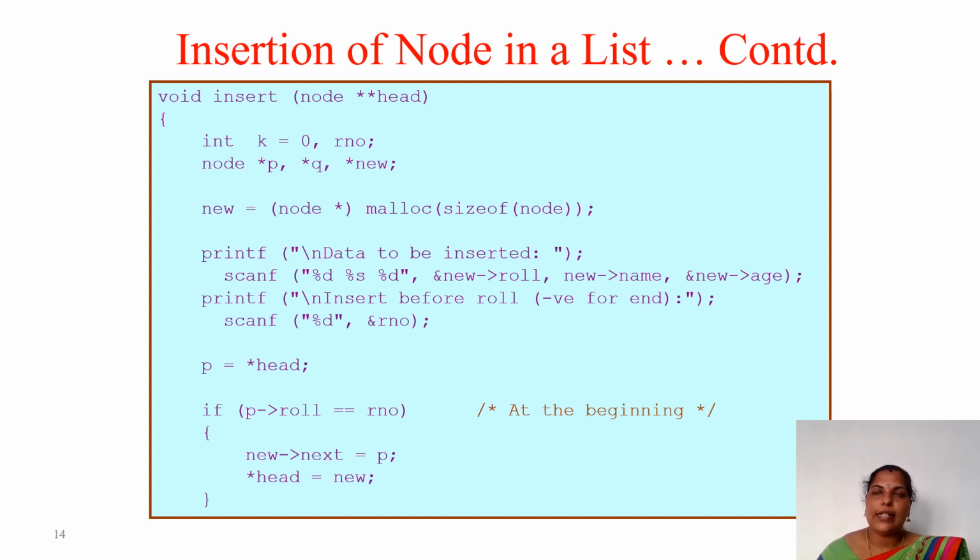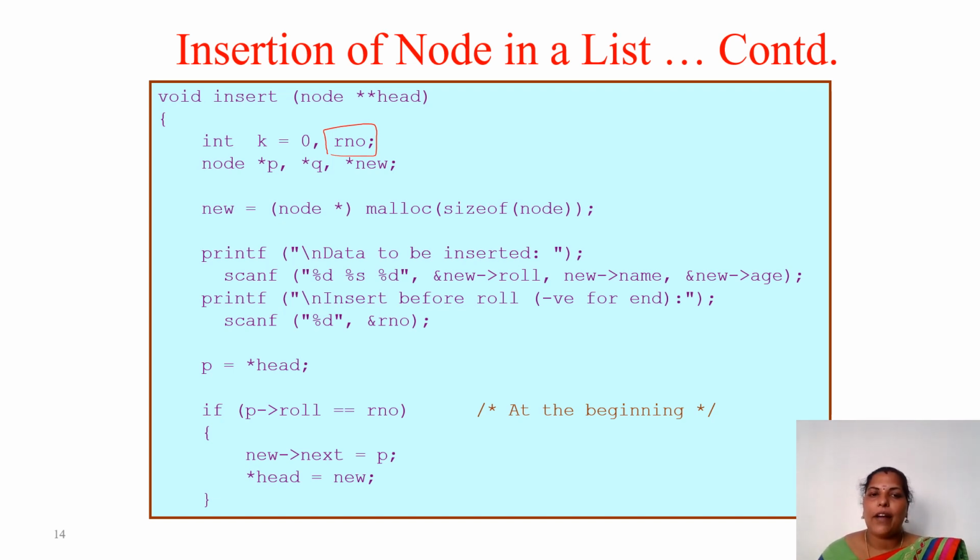So this is the code to insert a node. Here, void insert of node star star head. Why is it star star head? It is the pointer to pointer concept. Simply storing one address is no issue, but here we need to know the pointer to pointer concept. So the variables we have to declare and initialize. The roll number is with respect to the specified node, so the specified node is assigned with respect to roll number.